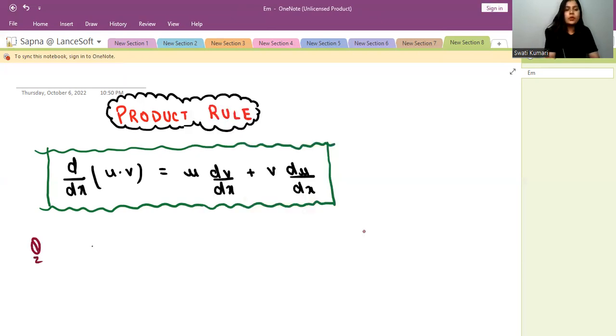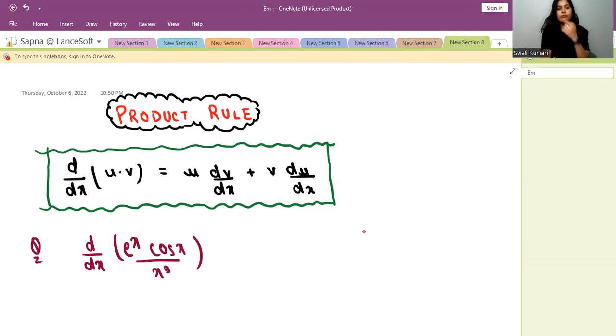Yes, so let us take one question. And the question is, what is the derivative of, that means ddx of, e raised to x, exponential function, and then cos x upon x cube, okay? This is our question. We have to find the derivative of this function, okay? All right, so let us start with the solution.